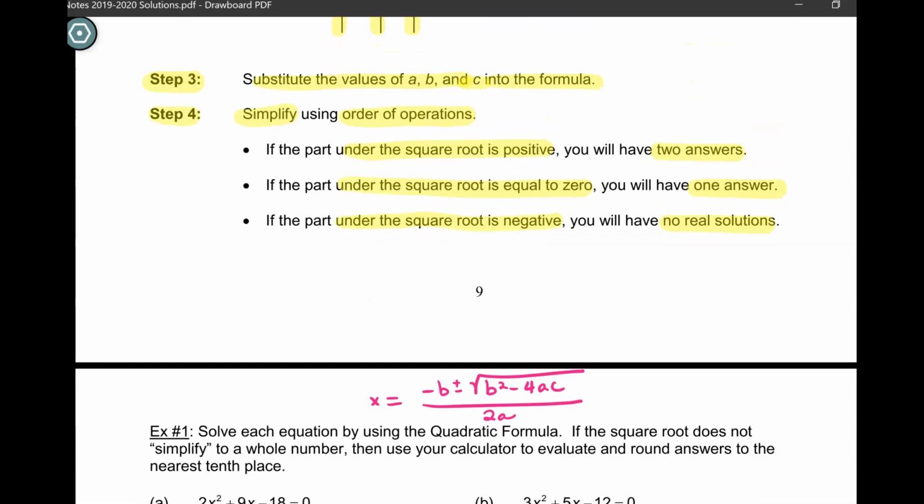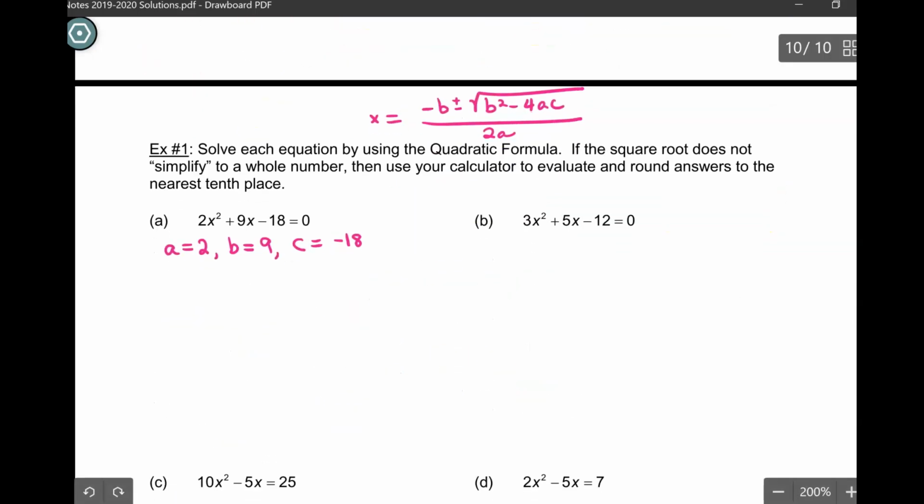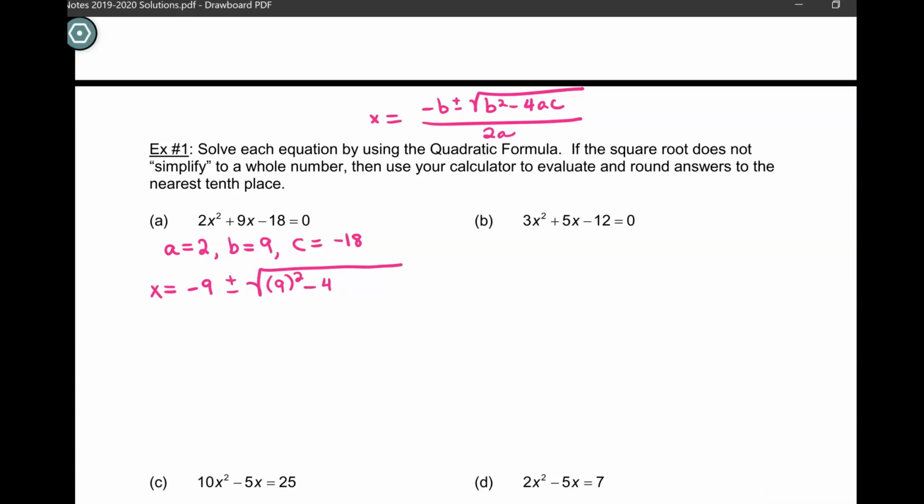Step 3, we're going to substitute the values into the formula. So x equals negative b, and b is 9, so I'm going to put negative 9. Then we write down this plus or minus sign, and we're going to make a square root. We want b squared, so that's 9 squared, minus 4ac, so a is 2, c is negative 18, all over 2 times a, so 2 times 2.